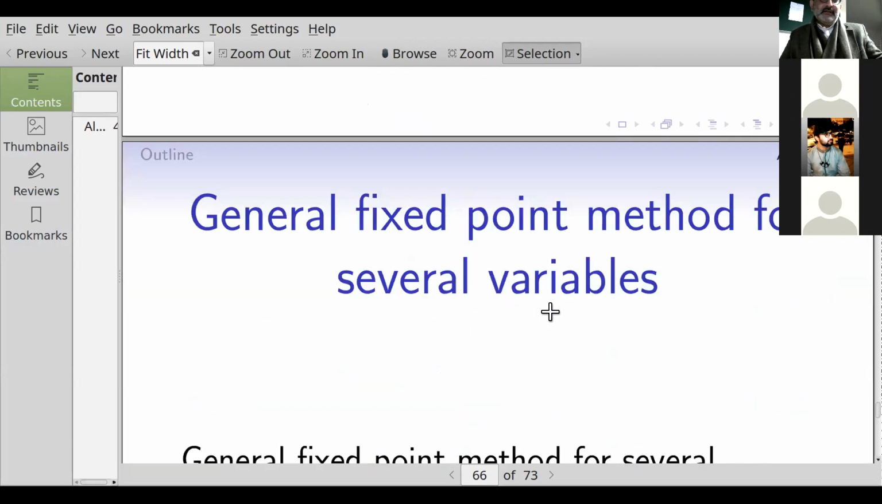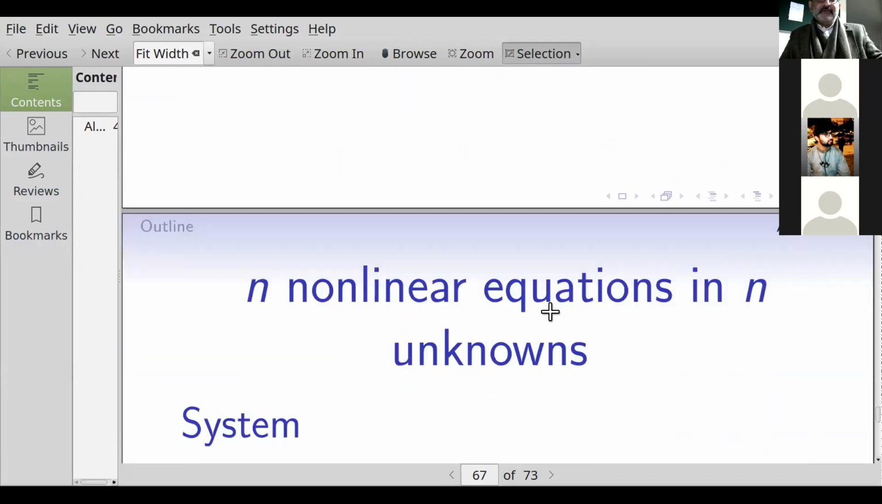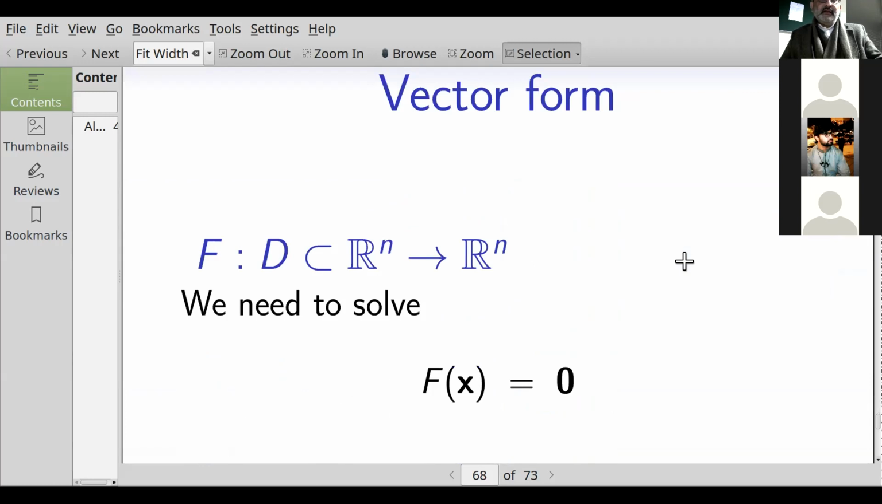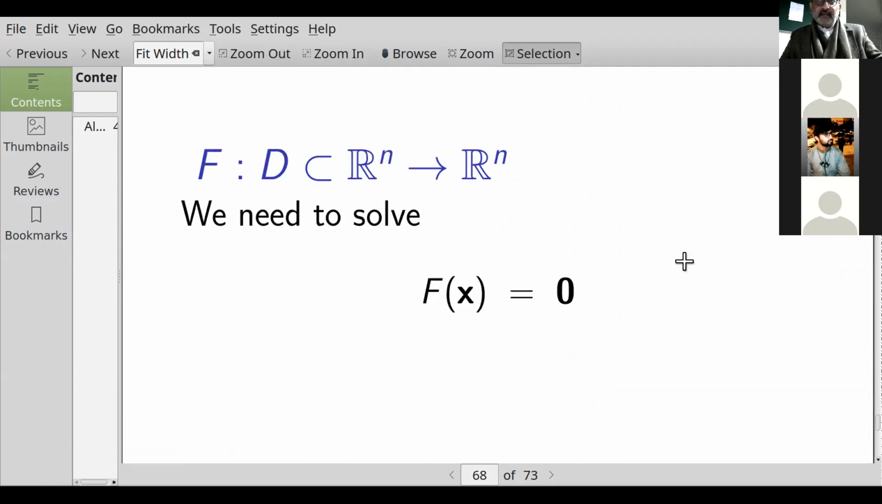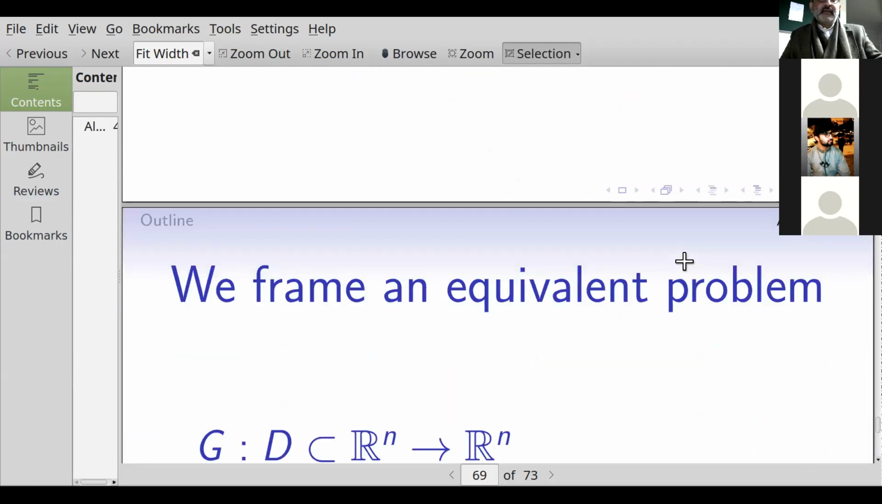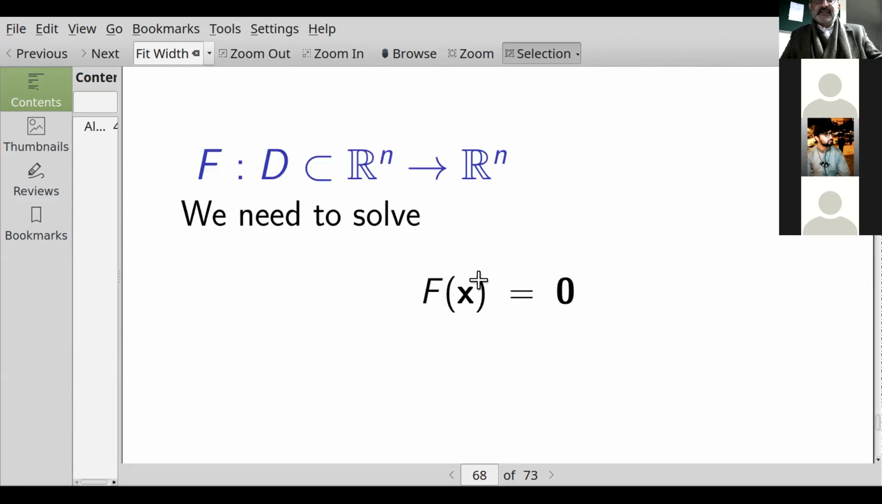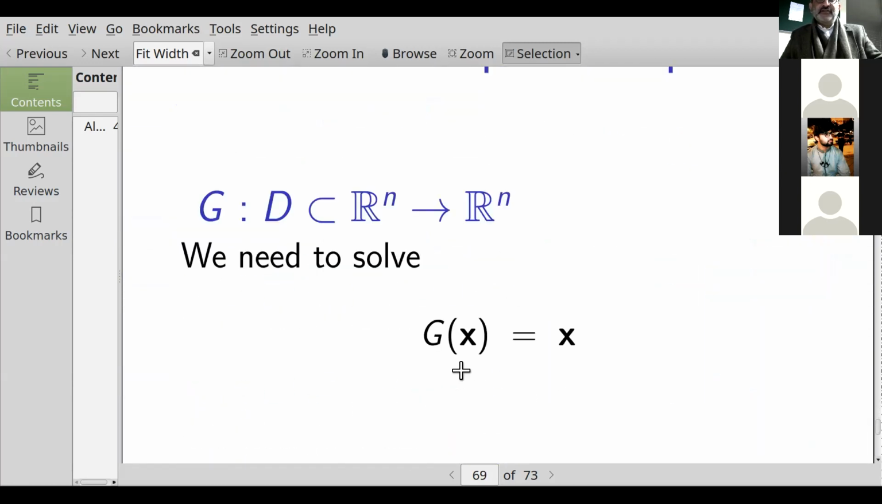Let me give you the idea of a fixed point method. So I have a bunch of equations, F1, F2, Fn, functions of variables x1, x2 up to xn. And I would like to get all of them equal to 0. Then in vector form, I need to solve some f of x is equal to 0. And then the fixed point method would be to rearrange this f of x is equal to 0 so that you get g of x is equal to x.